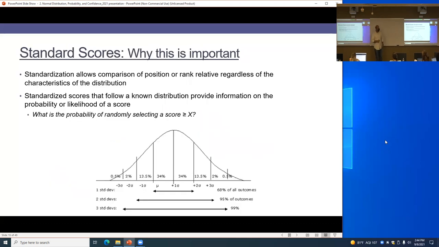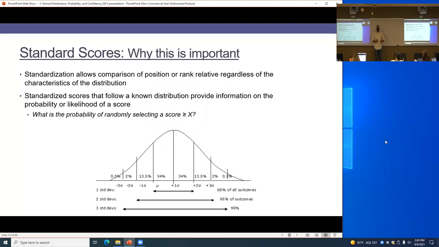All right, so why this is all important, okay? Again, as we've been talking about, standardization allows us to compare position rank, regardless of what the distribution looks like, right? So if I have a z-score of one on one measure of some construct, and I have a z-score of 0.6 on a measure of some other construct, I know that relatively speaking, to the general population, I'm higher on the first construct than I am on the other one, right? Even though those scores may not be in any way comparable with one another, okay?